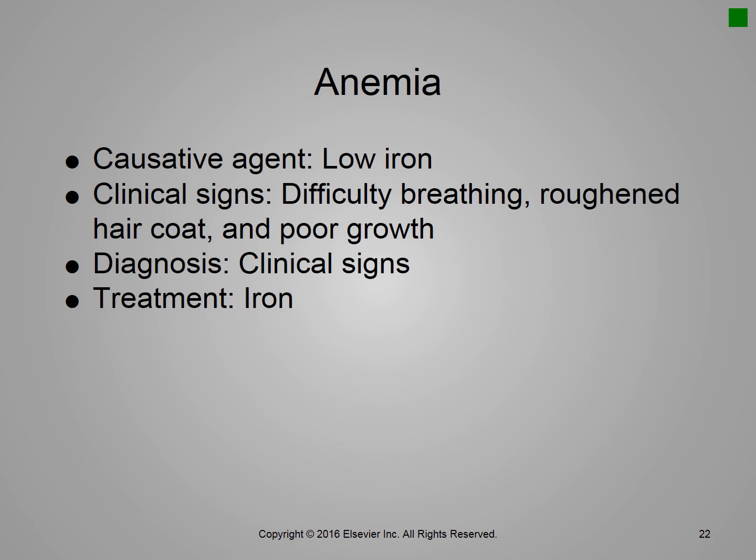Anemia, pigs get anemia, remarkably so. What causes anemia? In their case it's low iron. So pigs really need to have iron supplements. And when you have anemia, you're going to have difficulty breathing, because you don't have enough red cells to carry oxygen. You're going to have a rough hair coat. They're going to look terrible. They're going to have poor growth. The main thing is, they're just going to be anemic.